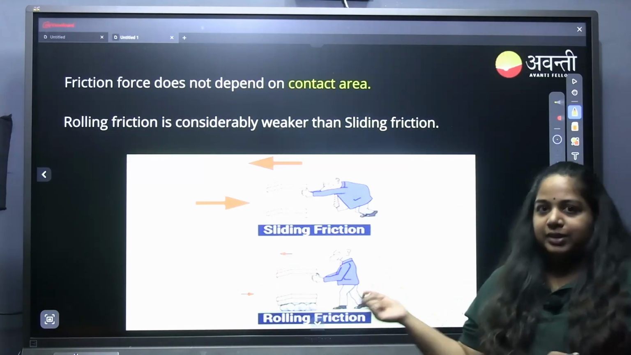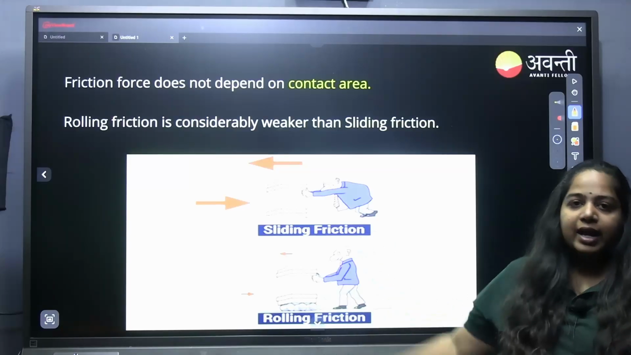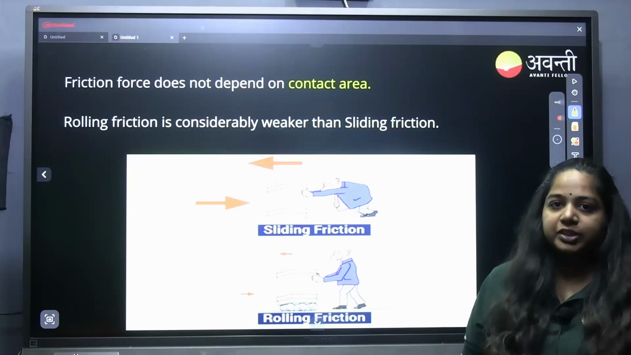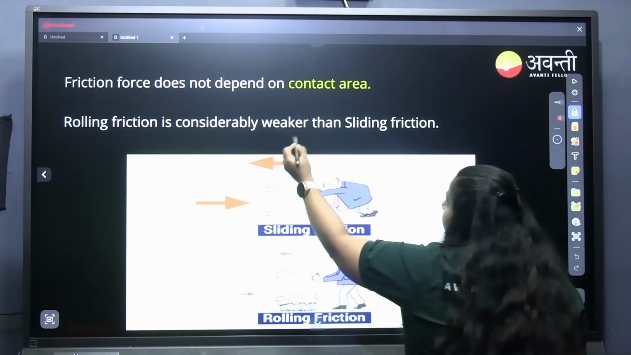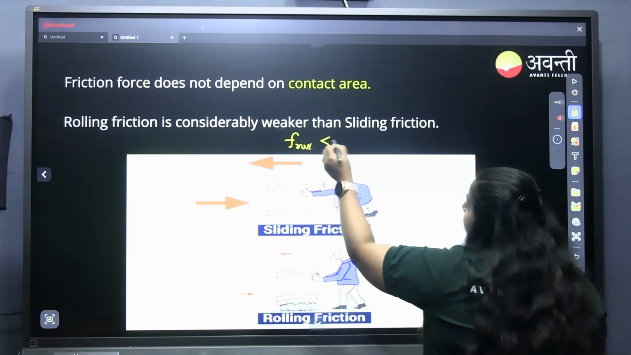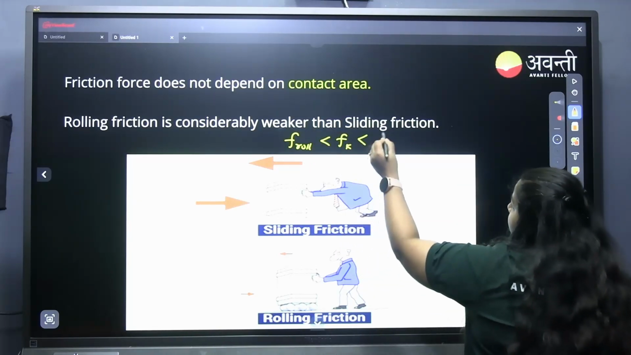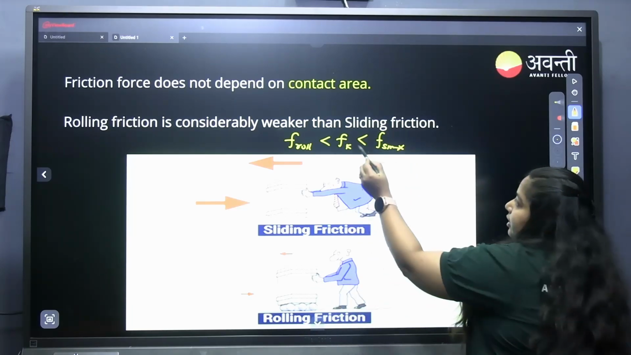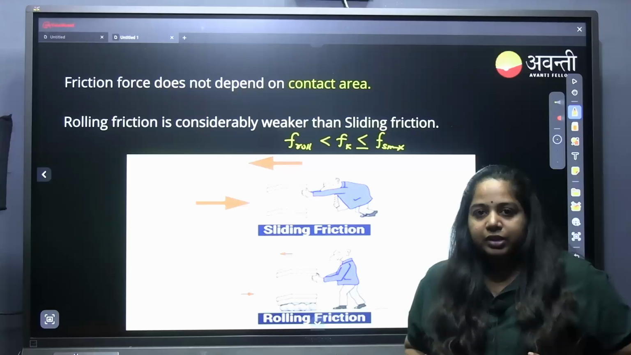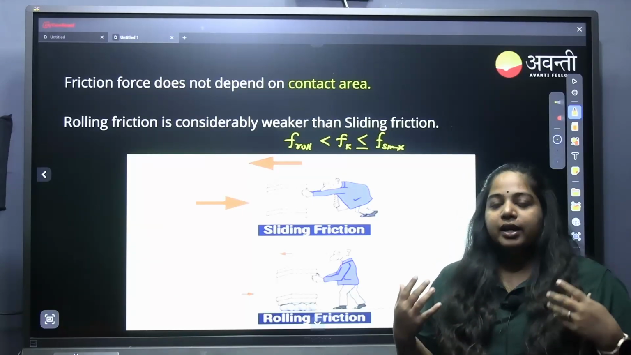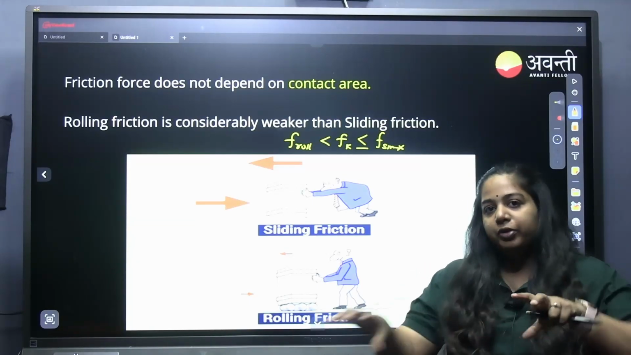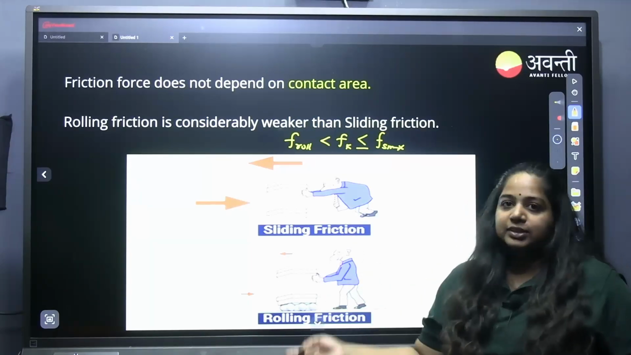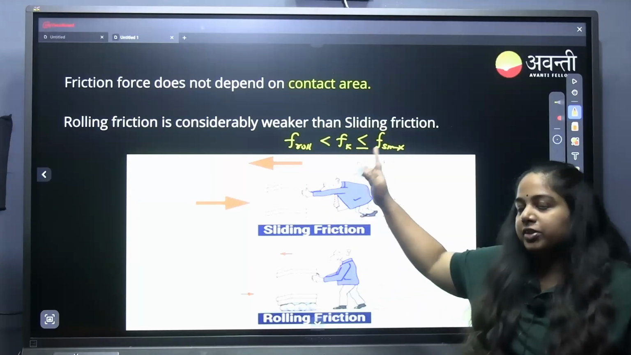Now, one extra point only, there will be no calculation in this: rolling friction is very much less than kinetic friction or static friction. So rolling friction is less than kinetic friction, which is less than the maximum value of static friction. This is our relation. For example, if you are trying to push a cylinder, you need to apply more force, but if you put it horizontally and roll it, you can easily move it. So that's why rolling friction is less than kinetic or static friction.